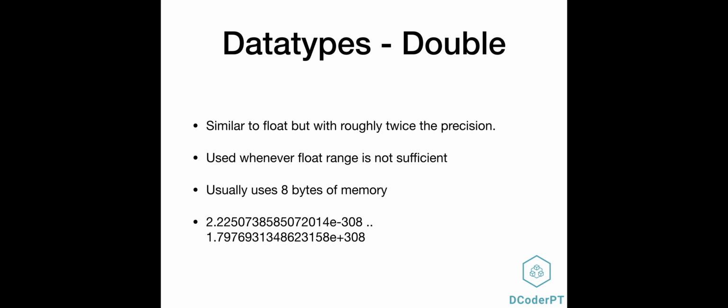So next one is a double. It's very similar to the float, but we can have a bigger range of numbers. It's more precise because we can have many more decimal places. So whenever you have to use a number that you need to be very precise in terms of the decimal places, and it's a very big number, it's usually a good idea to use double.